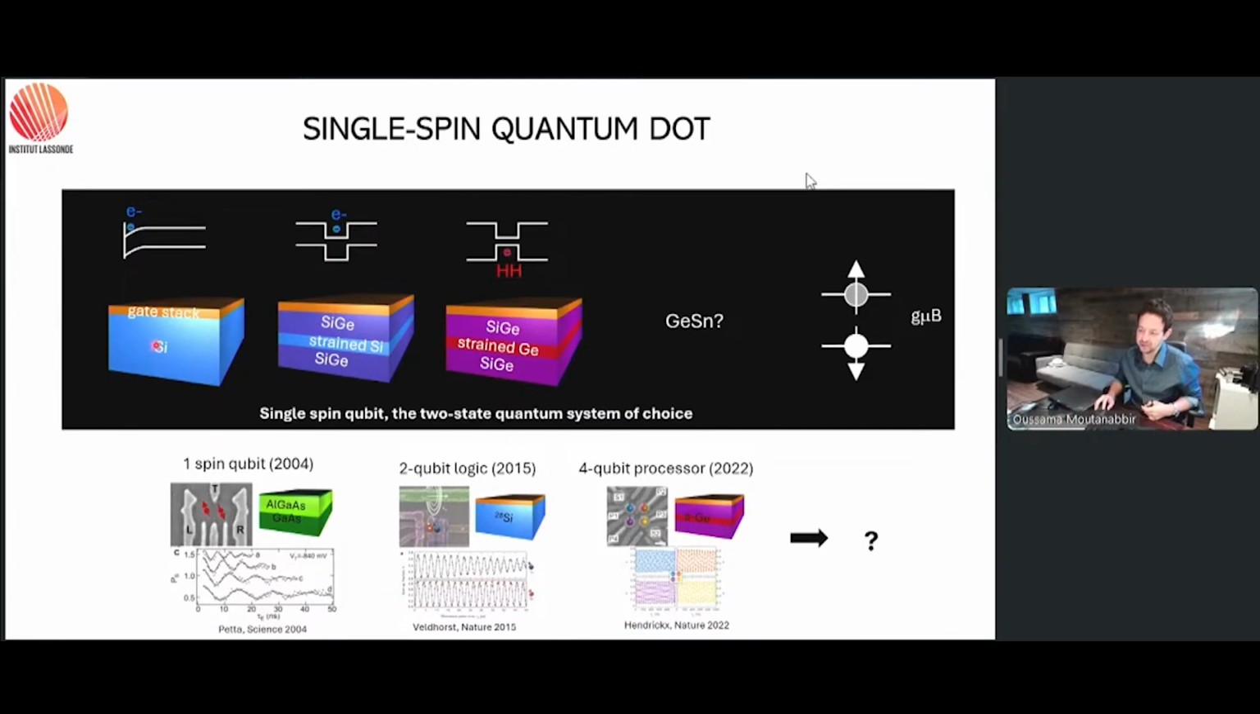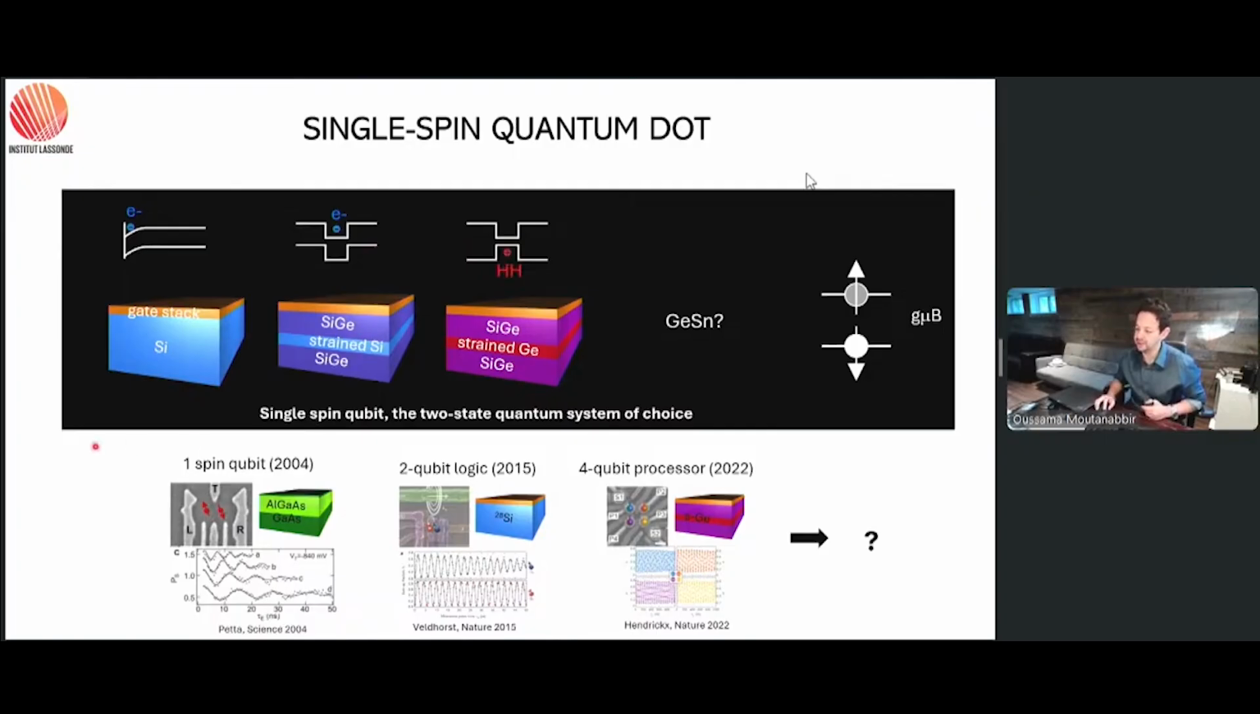There's a large number of people working on MOS structure, which is basically confining an electron at the interface between a dielectric and silicon. A large number of people working on silicon germanium, and here you are confining an electron in strained silicon. And more recently, there is a lot of interest in germanium confined quantum wells based in germanium grown on silicon germanium layers. And here you will be confining a heavy hole and using the heavy hole spin.